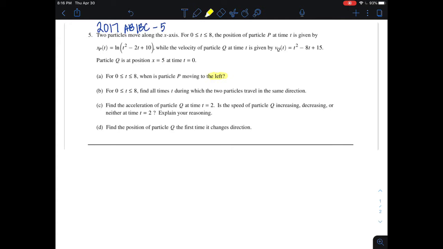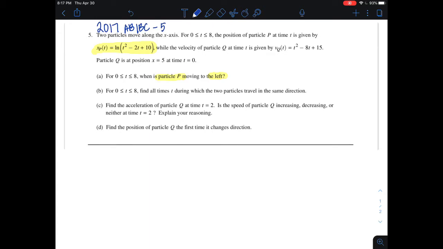Some of the things you have to figure out when you're working with motion is when something is going left or going right. That's all based on the sign of the velocity. So they're asking you, when is particle P moving to the left? What you need to do is figure out what is the velocity function for P. Now, if you notice, they're giving you the position function for P, which is actually kind of abnormal because usually they mostly give you velocity functions.